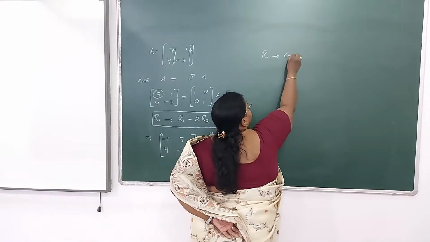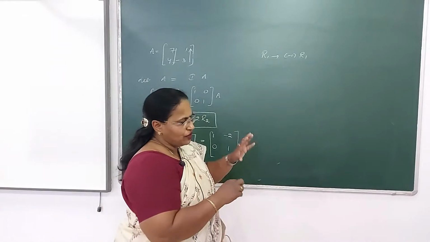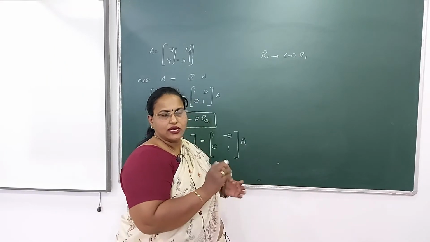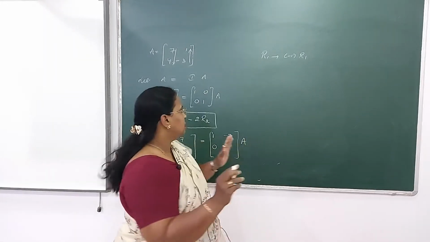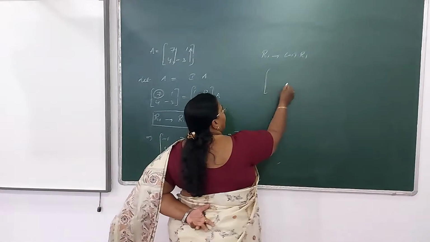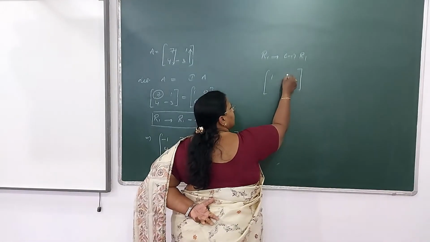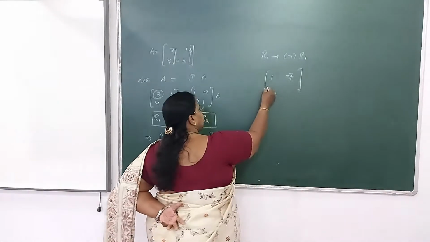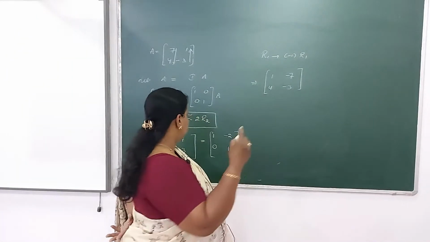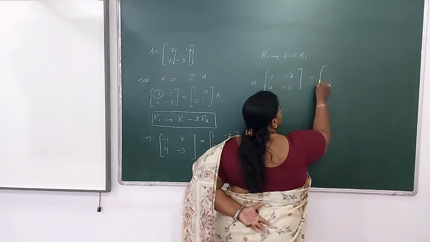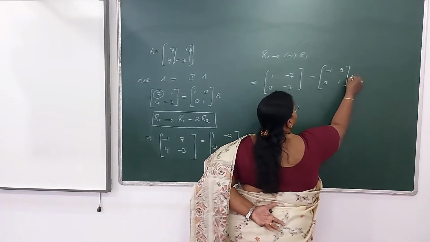R1 replaced by minus 1 times R1. Now see, whatever operation you are applying, there should be some reason behind it. Unnecessarily don't apply an operation. Okay. So R1 into minus 1, so it's [1, -7]. Second row will remain as it is. The same thing you perform on the right side also. So it's [-1, 2; 0, 1] into A.